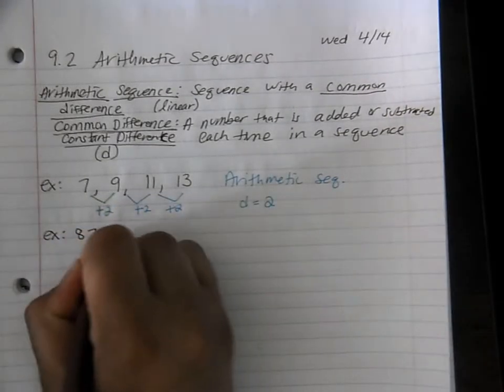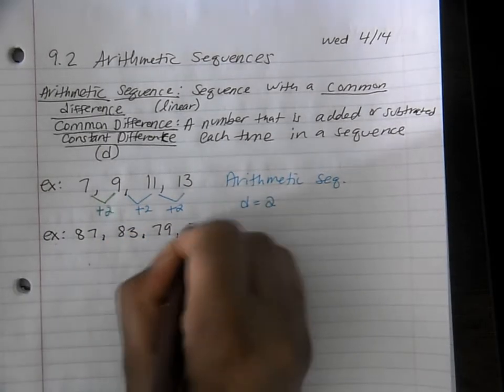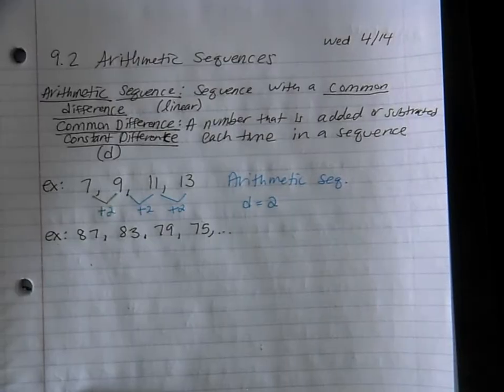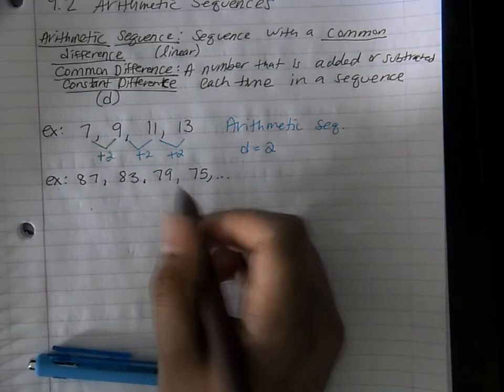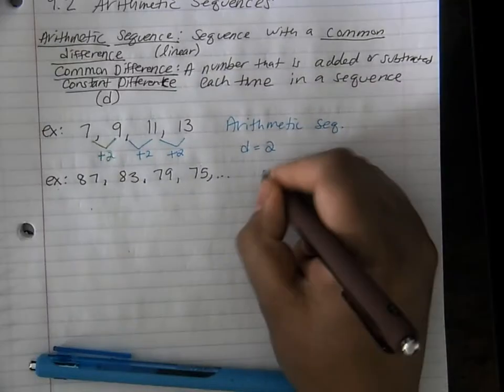Here's another example just so you can see that it also works for subtraction. Say we have 87, 83, 79, and 75, and these could keep going. I'm just writing down about 4 terms just to give an idea. So if we see those 4 terms, and again, we're trying to figure out what is the sequence, it is again arithmetic.